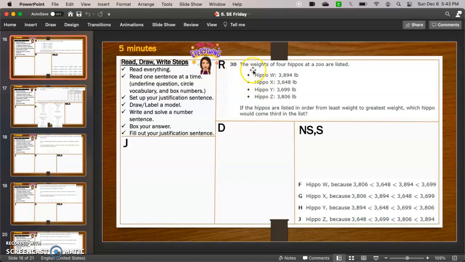Question 30. The weights of 4 hippos at a zoo are listed. Hippo W, 3,894 pounds. Hippo X, 3,648 pounds. Hippo Y, 3,699 pounds. Hippo Z, 3,806 pounds. If the hippos are listed in order from least weight to greatest weight, which hippo would come third in the list? F. Hippo W, because 3,806 is less than 3,648 is less than 3,894 is less than 3,699.